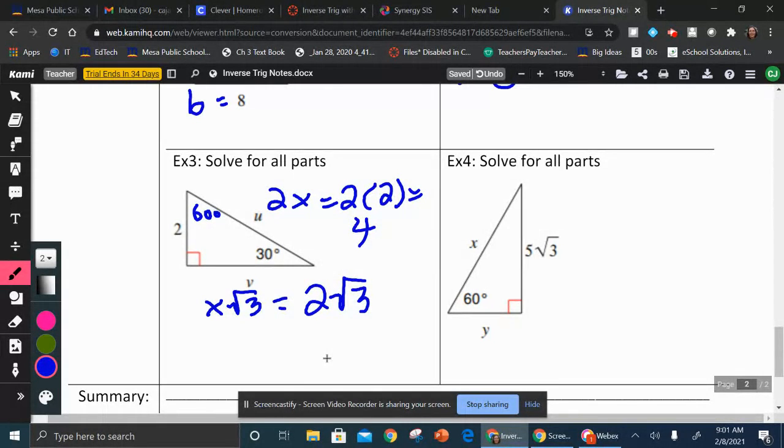Same with this one. This is our x value. So y is going to be equal to 5. X is going to be equal to 5 times 2, which is 10. Okay, everybody.